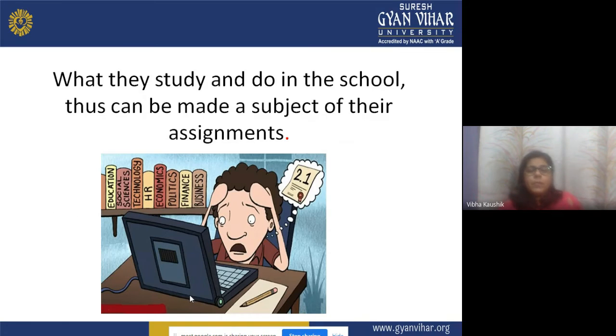What the student has studied and done in the school, and what they are doing in the school, can thus be made a subject of their assignments. Means the teacher can give them assignments related to what they study and do in the school.